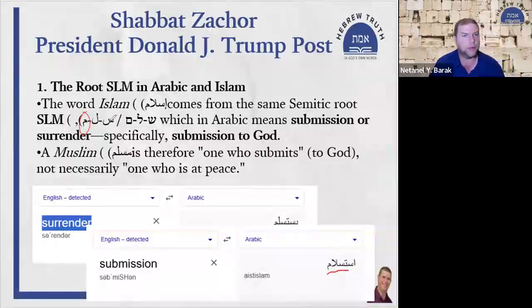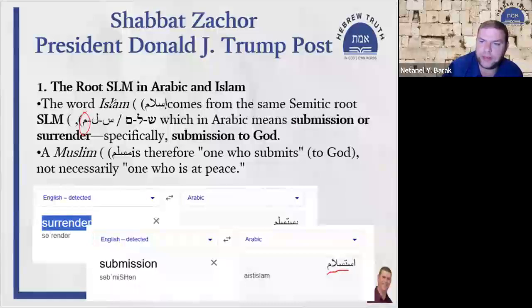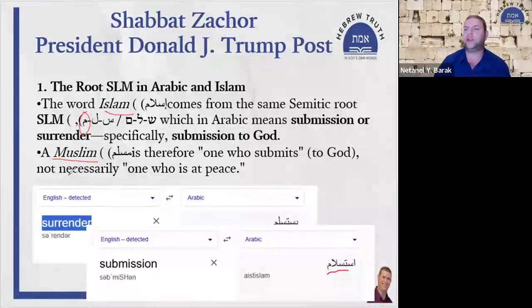Anyway, the root of shalom or salam is the same root for Islam, and a Muslim, who is the one who submits before God. You can see the mem at the beginning, the mu sound. The u in the Semitic languages is very common, indicating passivity. So the one who is surrendered, or the one who submits before God.